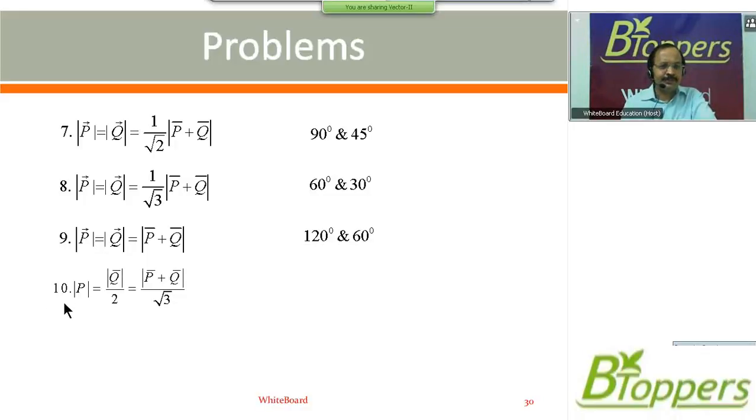Next, look at the question number 10. Magnitude of P bar is equal to half of magnitude of Q bar, which is equal to 1 by root 3 times magnitude of the resultant of P bar and Q bar. You can take a pause here and try the problem yourself first. Otherwise, look at the solution which I am going to discuss.